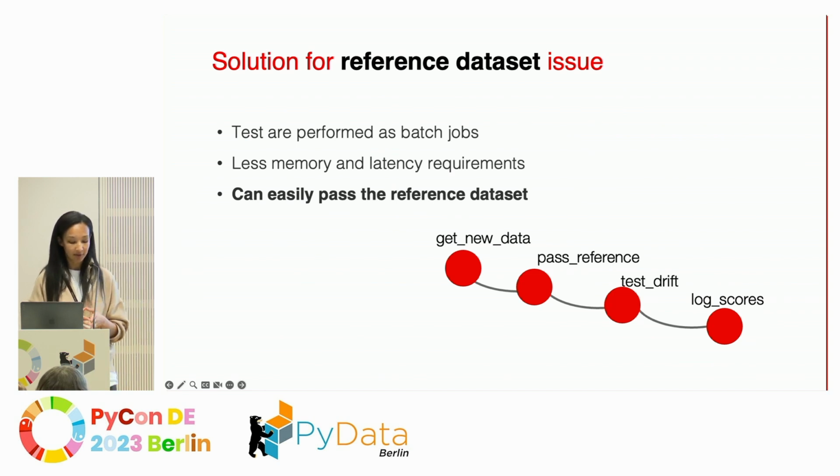Basically, when we have the issue with the reference dataset, what we can do is just implement it as a pipeline. In this case, we will have much less memory and latency requirements because we already moved from real-time to batch, so we can spend quite a lot of time on calculations. So just read all those data, calculate all those metrics, and be happy with that because we have quite a lot of resources for that.